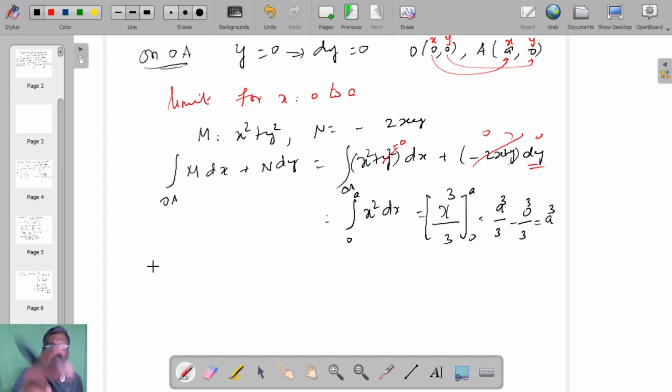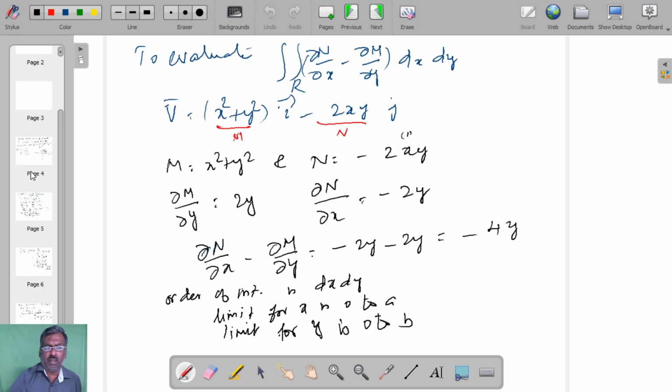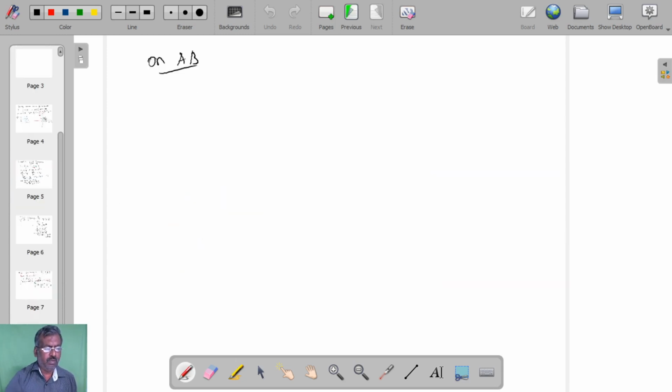Next, the line AB. On the curve AB, we take x equal to A, and then we find the limits. On the line AB, the line equation is x equal to A. So when x equal to A, differentiate on both sides. Dx value is 0.